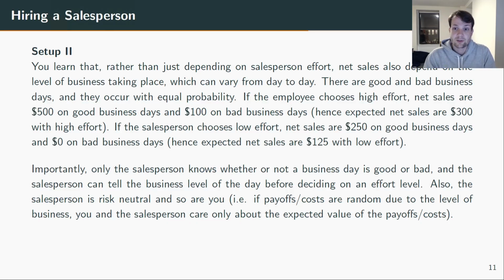And if the employee chooses high effort, net sales are going to be 500 on a good day and 100 on a bad day. And in low effort cases, they're going to be 250 on good days and 0 on bad days.